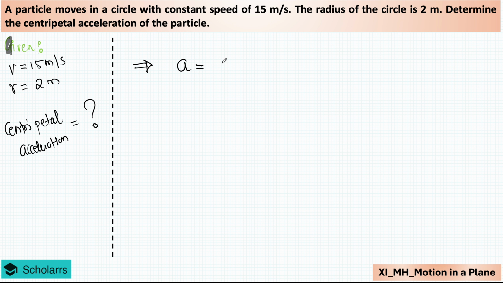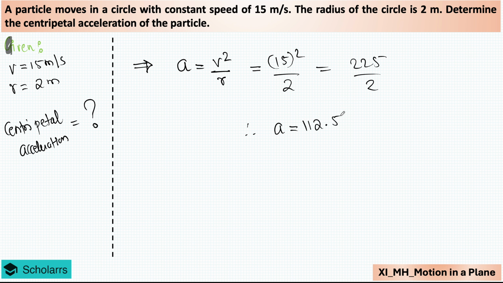A is equal to v square by r. Learn this formula. This is the formula for centripetal acceleration, v square by r. So if you know the formula, it is very simple: 15 squared, which is 225, divided by 2. So the acceleration will be nothing but 112.5 meter per second square. Clear? Yes. So this is the solution of the answer.